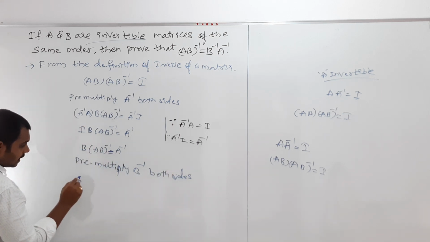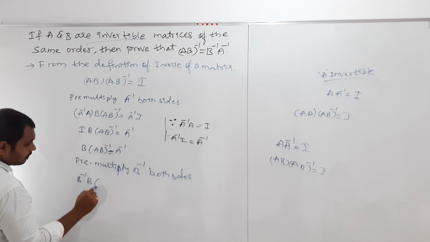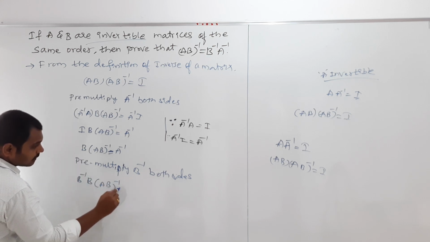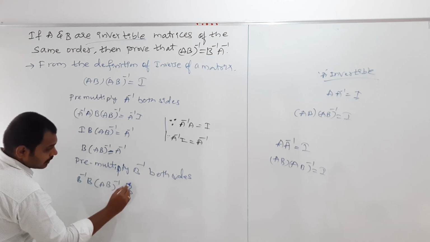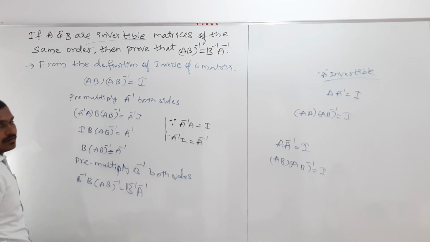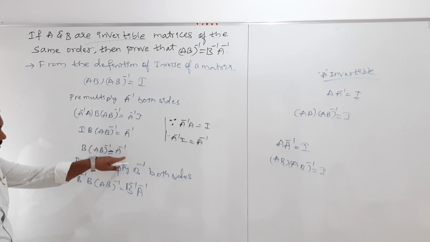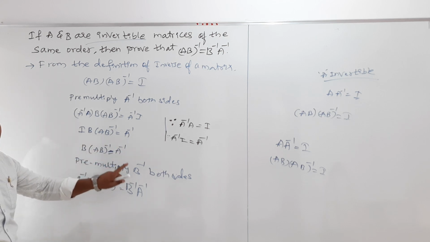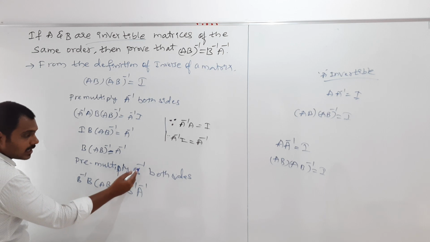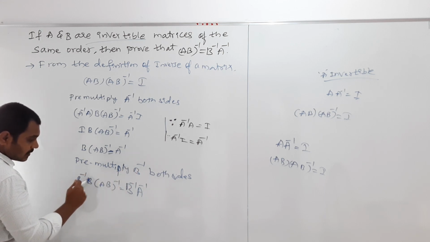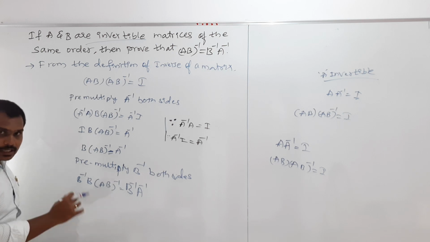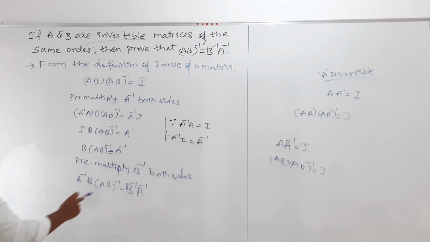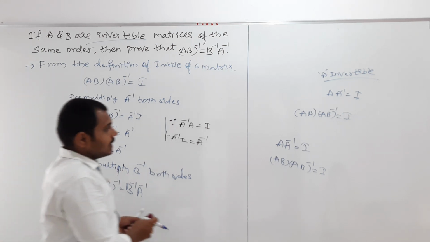So if you multiply B inverse, what happens? B inverse into B, AB whole inverse is equal to A inverse. Here it is B inverse into A inverse. To this matrix I am pre-multiplying with B inverse. Why am I multiplying B inverse? If I multiply with B inverse, this B will be removed and only AB whole inverse remains. That is what we require to prove. So therefore I am multiplying with B inverse.